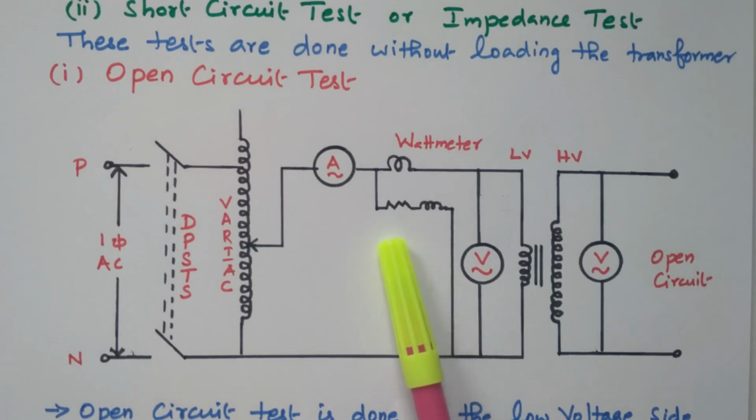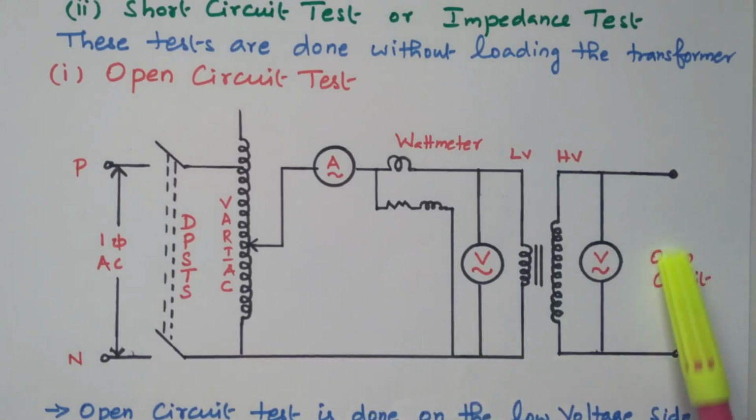From this iron loss we are able to find the no load core loss resistance R naught and reactance X naught. Now, we will see the description one by one so that you are able to understand. I will explain again.